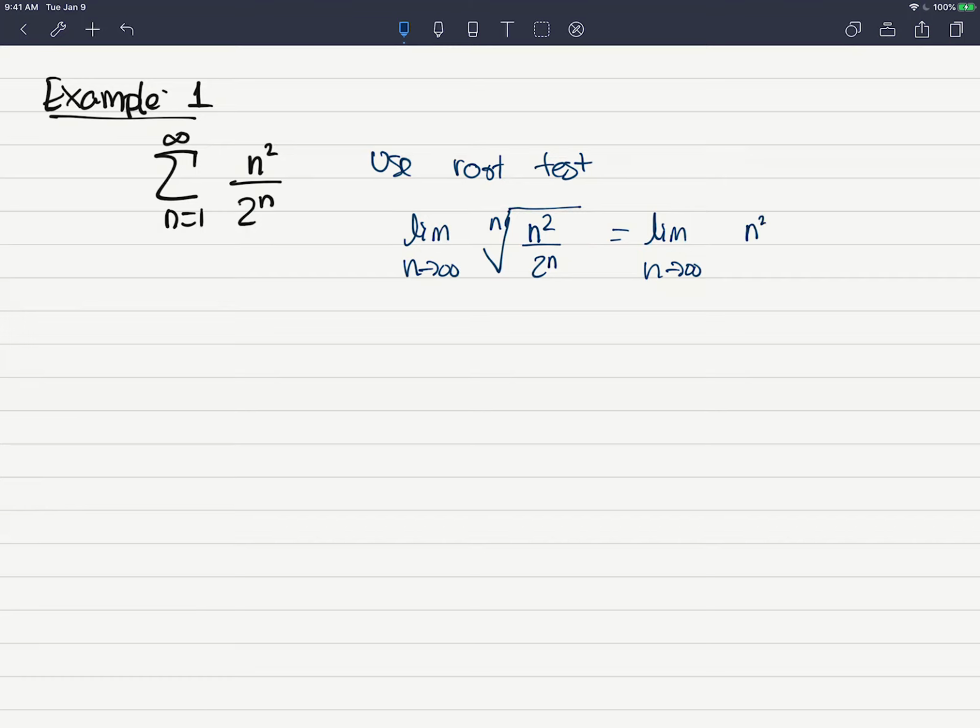It's n squared to the 1 over n divided by 2 to the n to the 1 over n. I wrote that middle step just to be a bit more careful. So I need to do this. n to the 1 over n. I'm going to write it backwards. Okay? And the bottom is just a 2.